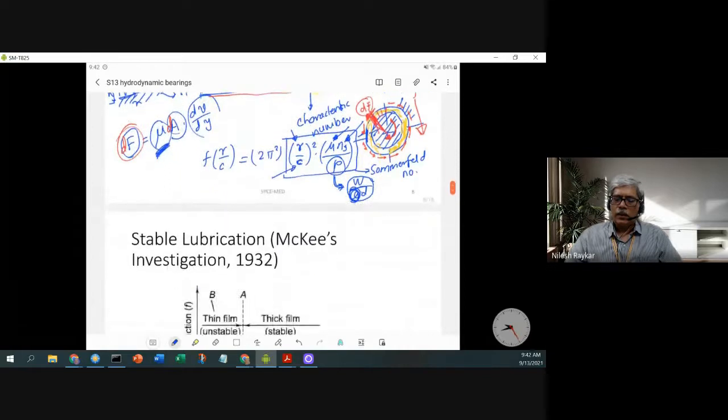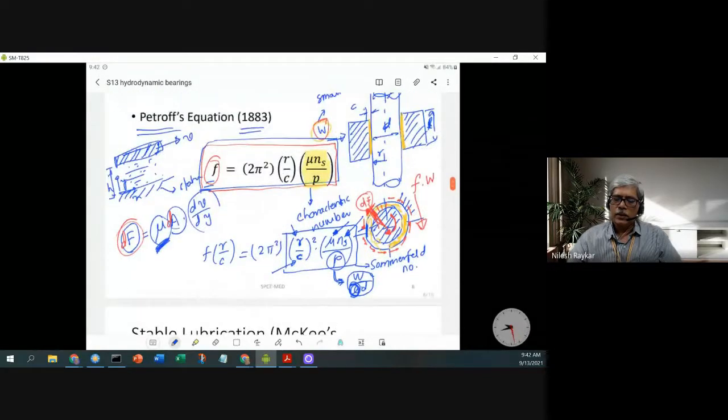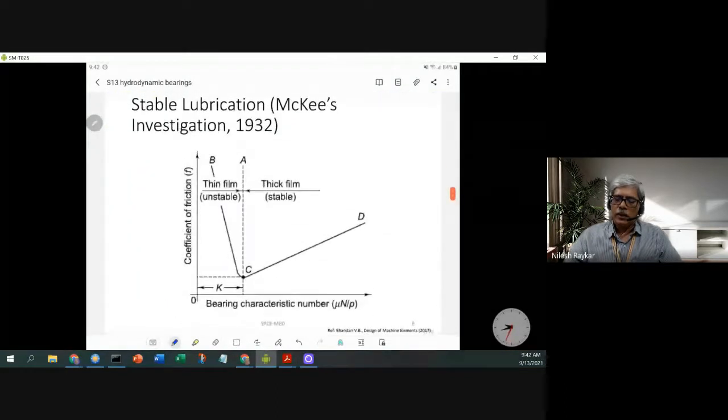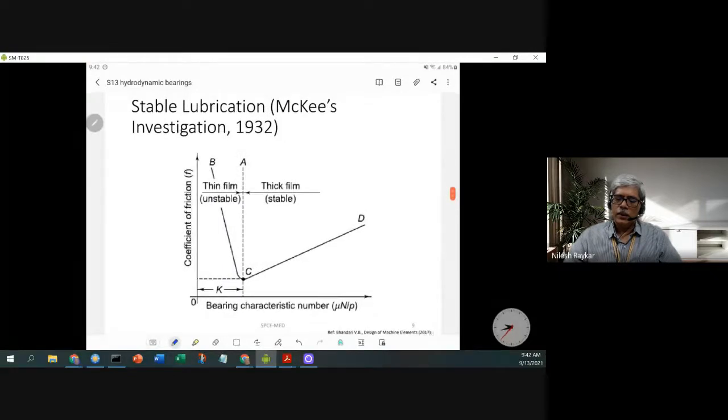Okay, so as I said, this μ N/P is called the bearing characteristic number. Here you see a graph where the bearing characteristic number is on the x-axis and the coefficient of friction is on the y-axis. A series of experiments was done by Mackey about 30-40 years after Petrov's equation, and he found an interesting correspondence between the bearing characteristic number, defined here on the x-axis, versus the coefficient of friction.